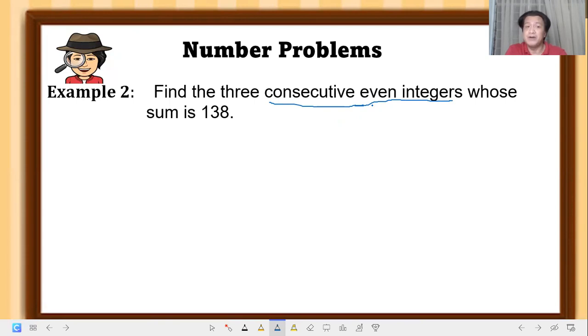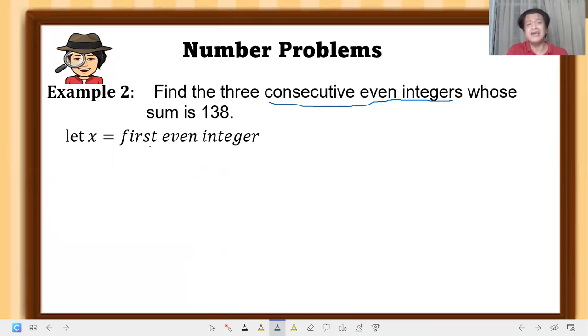Magkakasunod na even number. Pag inadd natin yun, ang sum po ng tatlong even numbers na consecutive is 138. Okay. Then you're going to represent the 3 even integers. Let x is equal to first even integer. Okay, di ba? Pag sinabi even number, 2, 4, 6, 8, 10, and so on and so forth. But take note, first 3 consecutive dapat lang siya.